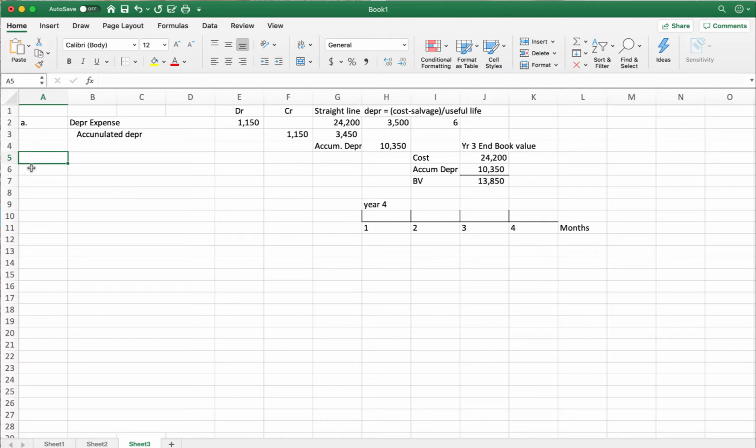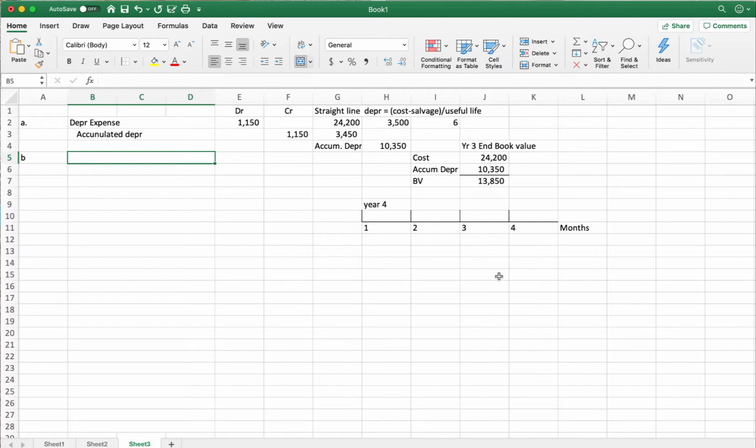B says we sell the truck for cash at its book value. Okay, so for B, we know that we need to get it off the books. We need to get rid of the accumulated depreciation. We need to book the cash, and then we need to figure out what is our gain or loss. Well, since we're selling at book value, there's not going to be a gain or loss on the disposal of this truck, right? The only time we have a gain or loss is when the proceeds that we receive are either higher or lower than the book value, okay?